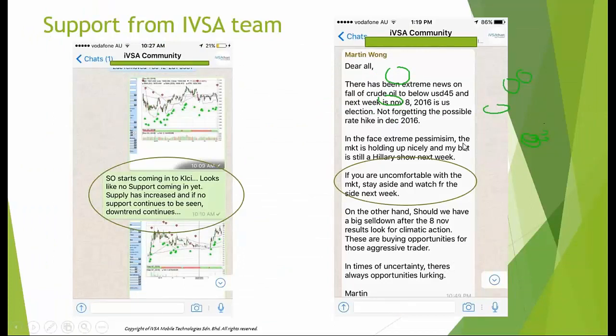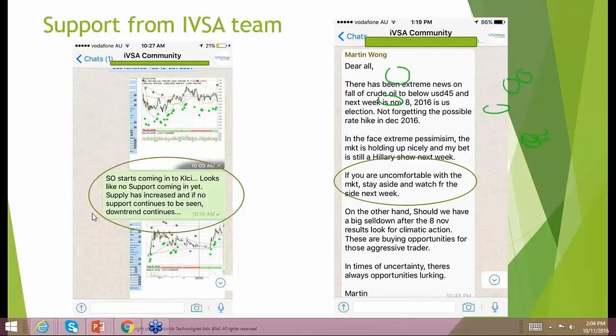Now, from the SO that we have seen, this is how our iVSA community works, supporting our members. Before the 2-bar reversal, before the reaction from the US election, we have seen the SO coming in. We are expecting that SO starts coming into KLCI. Looks like no support coming. Supply has increased, and if there's no support coming in, downtrend continues. And Martin, at the same time, is hand-holding the members as well. And he's saying that if you're uncomfortable with the market, stay aside and watch from the side next week.